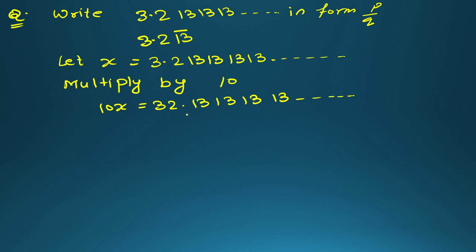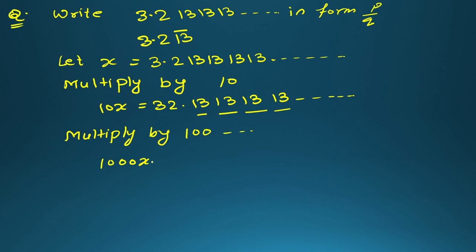Now we will follow the procedure I told you just before this question. After the decimal point, how many digits are repeating? Two. So by which number will you multiply? You will multiply by 100. So what will you get here? 1000x equal to 3213.13131313, and below this the original equation. Now this is the original equation, not the question.